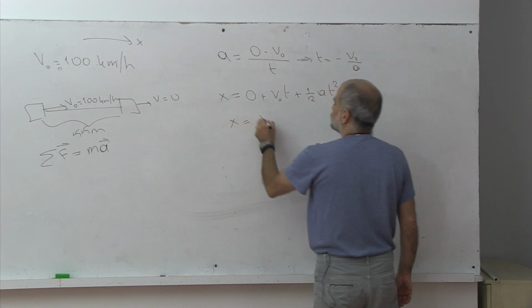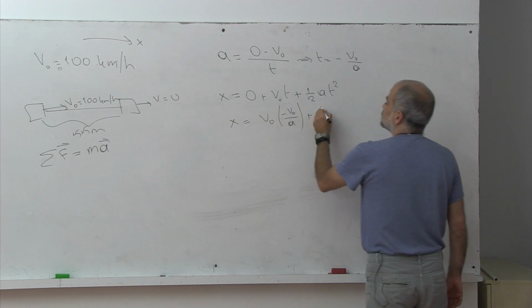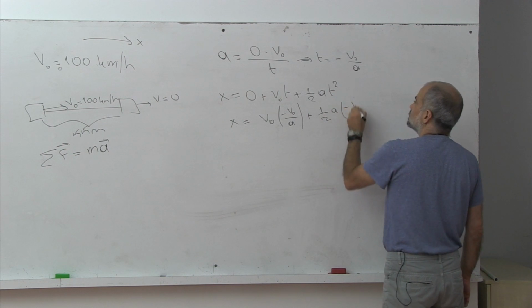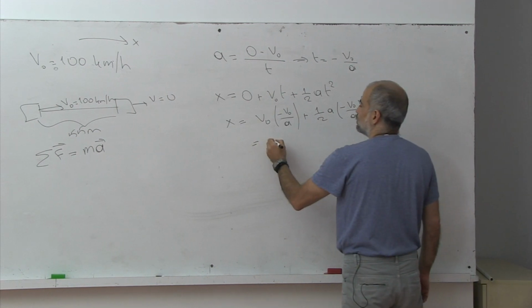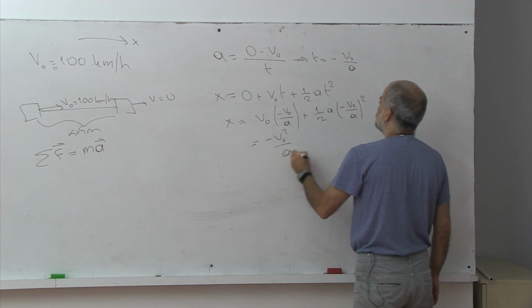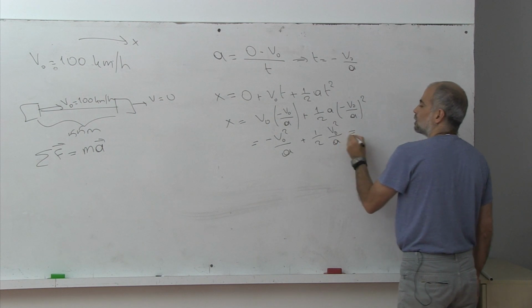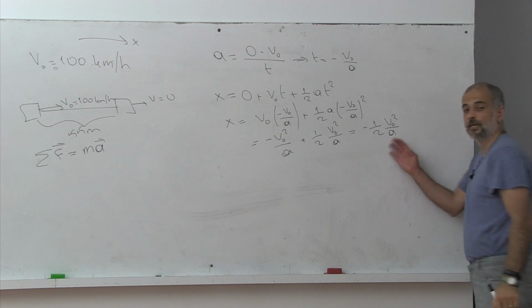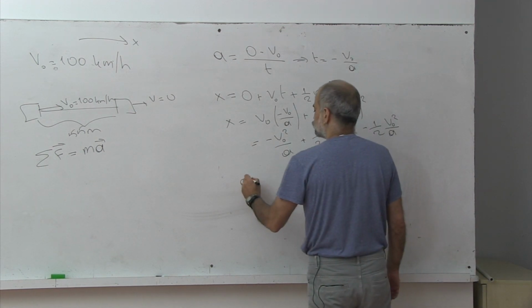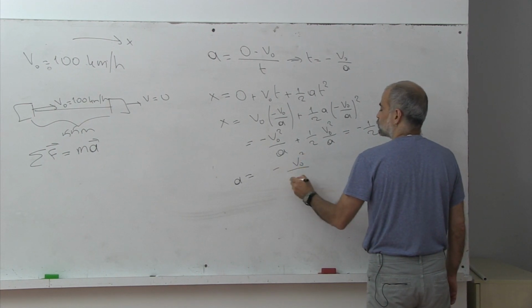x will be v0 times minus v0 over a, plus 1 over 2 a times minus v0 over a squared, which will be minus v0 squared over a plus 1 over 2 v0 squared over a, or minus 1 over 2 v0 squared over a. So we can determine the acceleration. The acceleration of the object will be minus v0 squared over 2x.